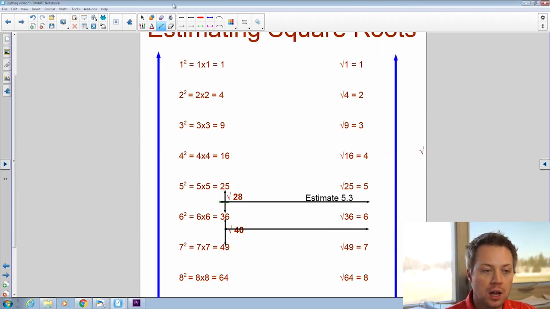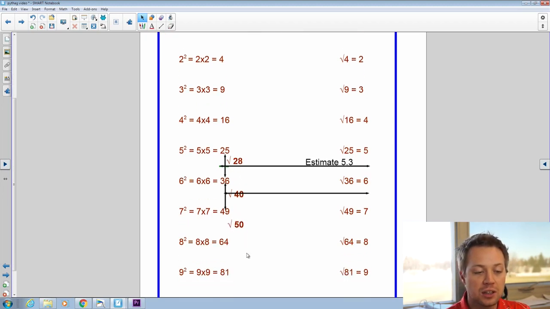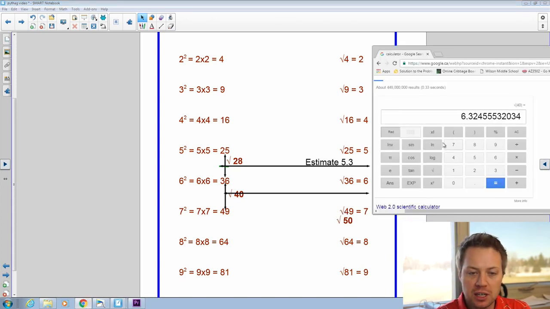Let's try one more. What if I tried to find the square root of 50? So again, I'm going to go here, and 50 falls between the perfect squares 49 and 64. It falls really, really close to 49. So basically, I'm just going to say my estimate is going to be 7.1 for the square root. So let's go ahead and check that in the Google machine. If I clear this, square root of 50, it is 7.07.